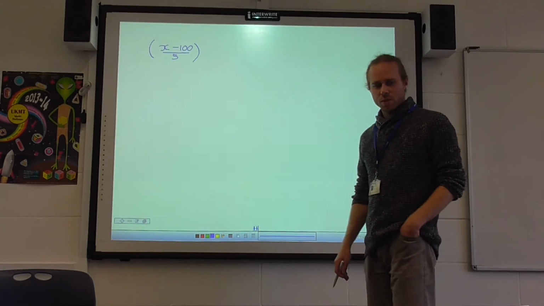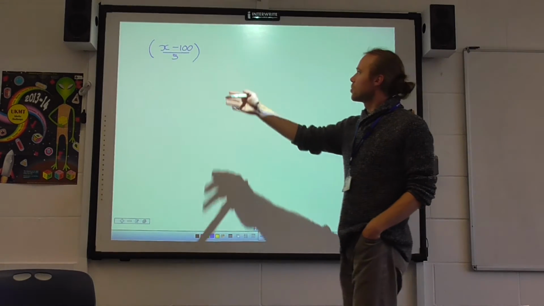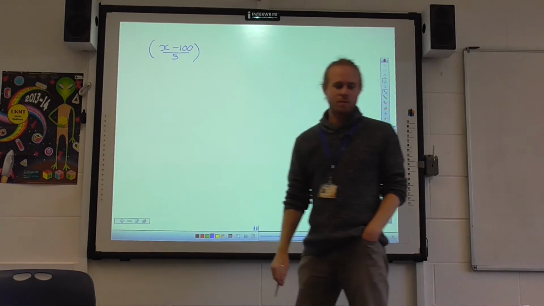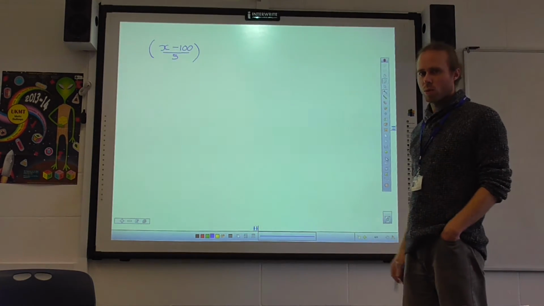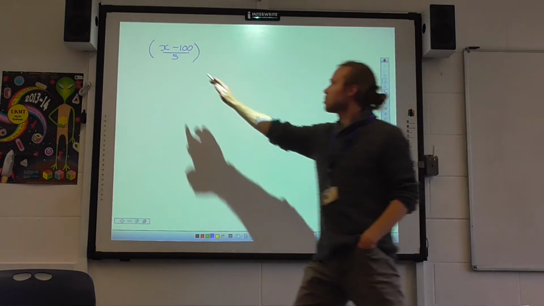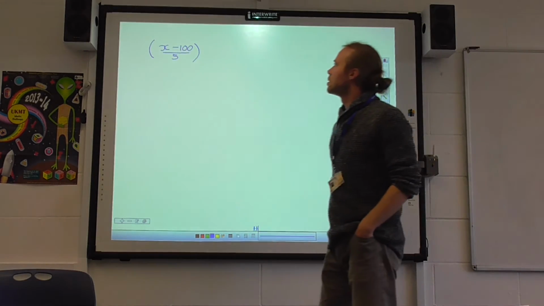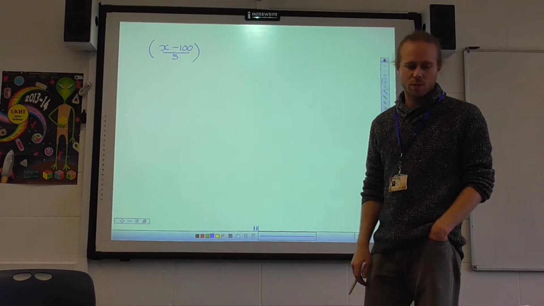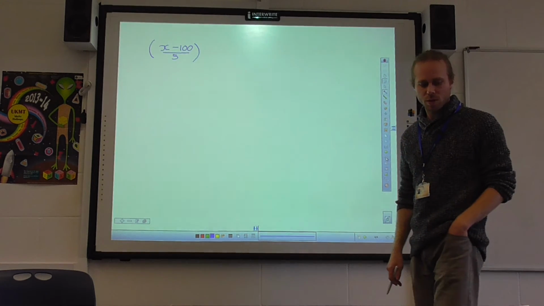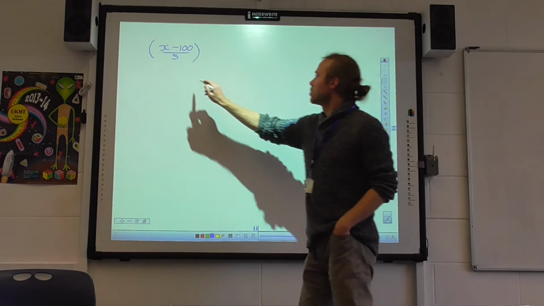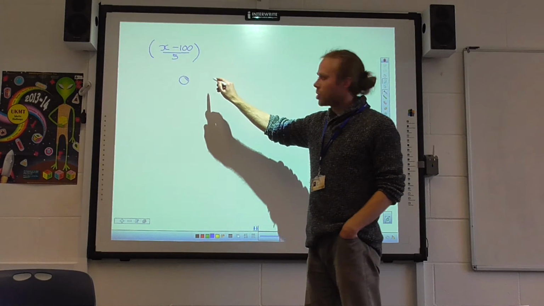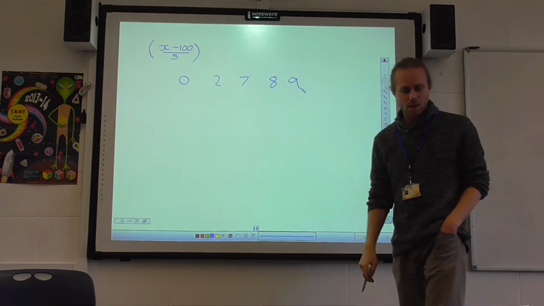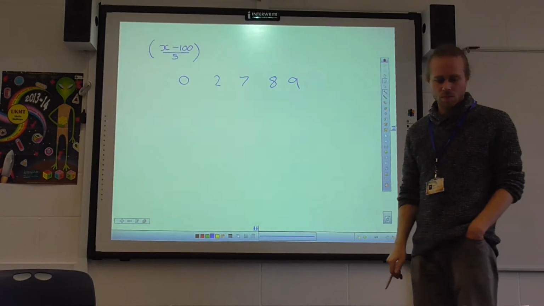Right, let's consider if you adapt it in multiple ways. So if we had x minus 100 all divided by 5, just quickly write out what your new numbers would be. So you're adapting the original data, which was 100, 110, 135, 140 and 145. So hopefully you've got 0, 2, 7, 8 and 9 as your new numbers.